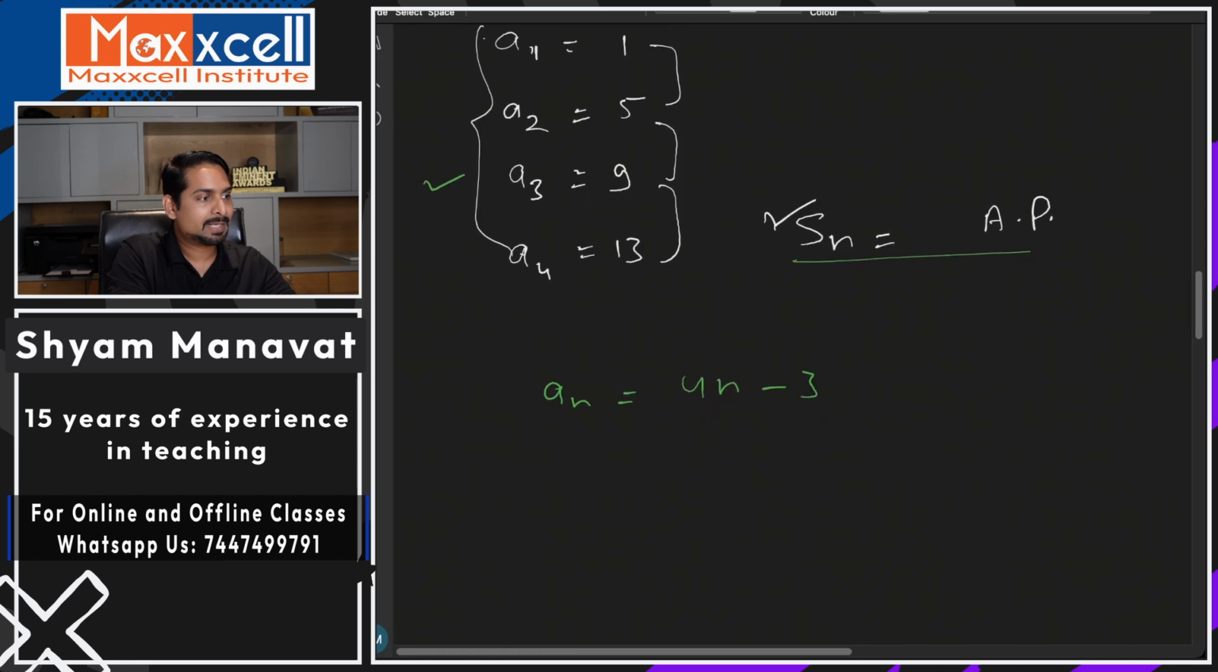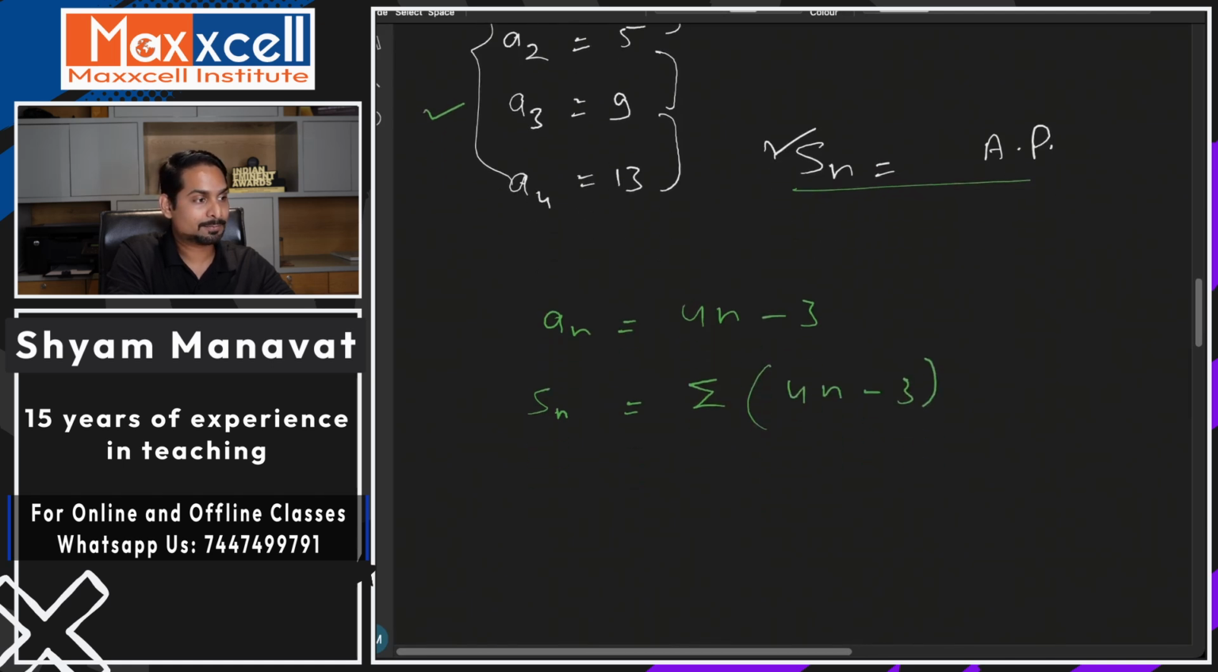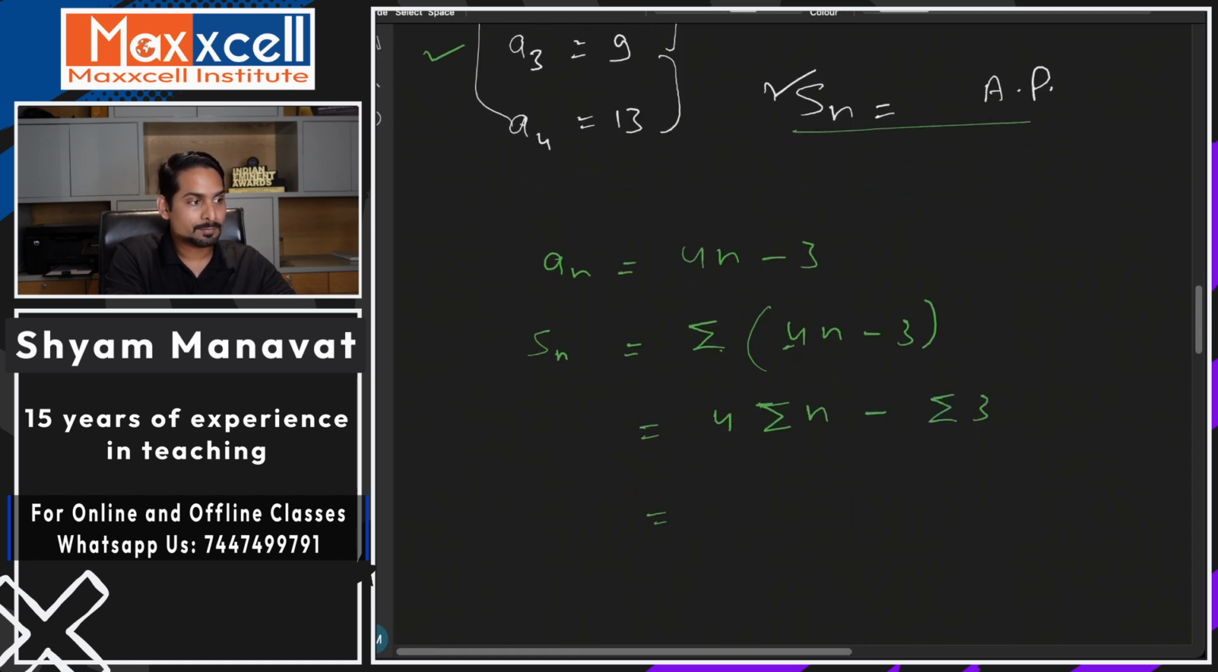Look at this. If I want to find the sum of n, it means I will apply this summation sign to the entire nth term. If I open the bracket, this summation is not applicable on the multiple constant. So here I will say this is 4 into summation of n, minus summation of 3 up till n. Here this will be 4, and the summation of n formula is n(n plus 1) by 2.